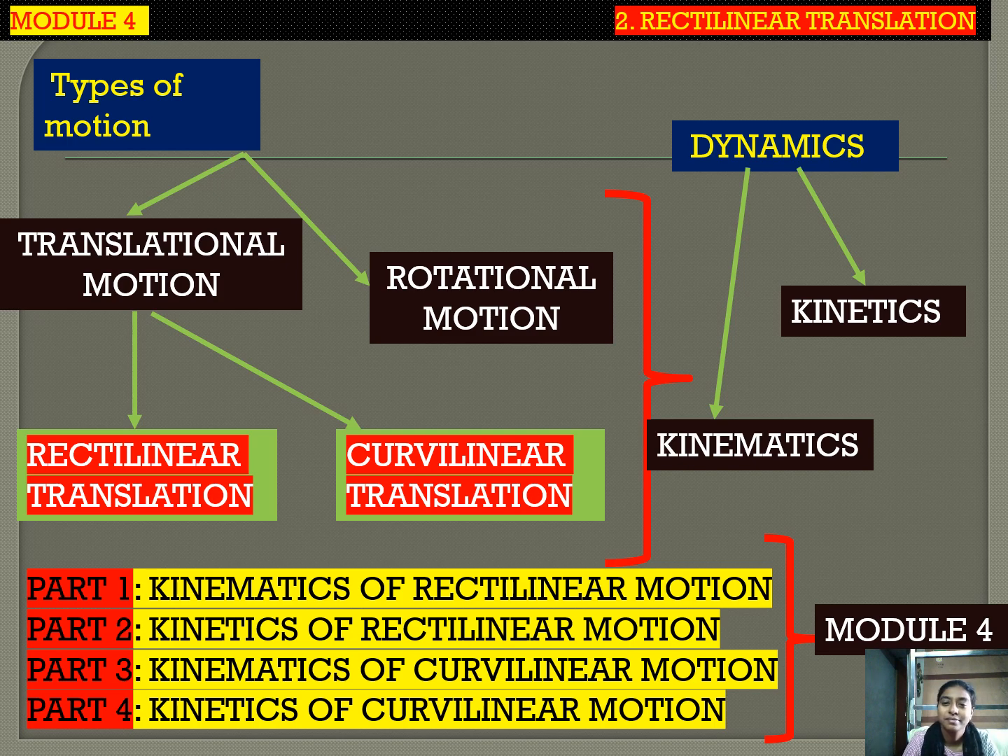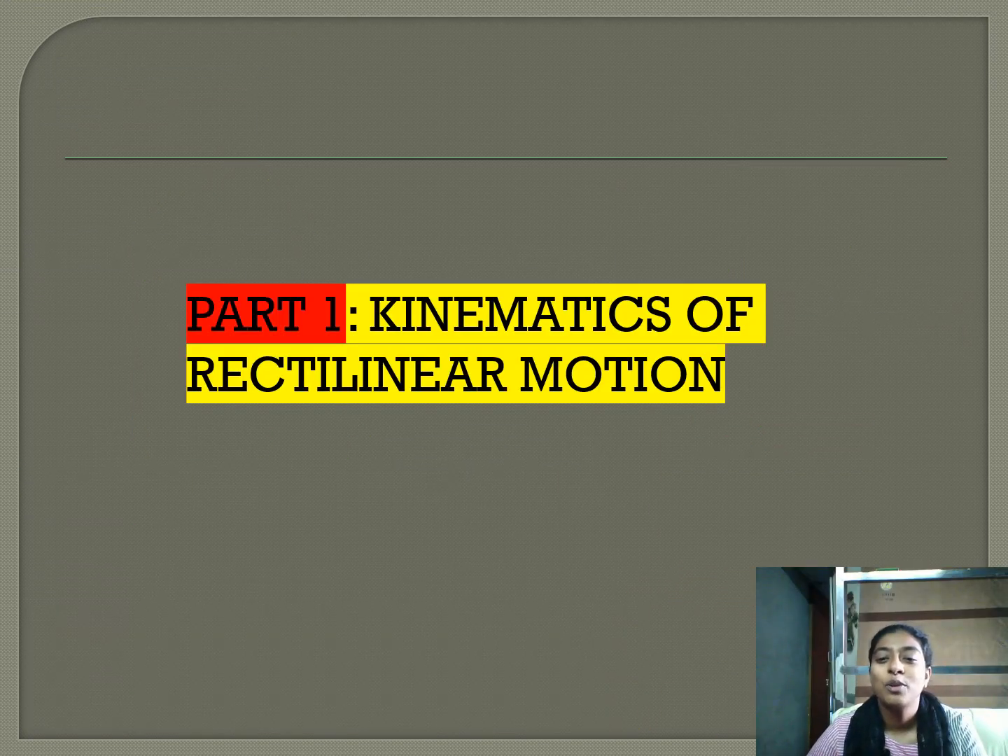Okay. Now we will go for part 1. So we have four parts: kinematics of rectilinear motion part 1, kinetics of rectilinear motion part 2, kinematics of curvilinear motion part 3, kinetics of curvilinear motion part 4. So we are going for part 1, kinematics of rectilinear motion.